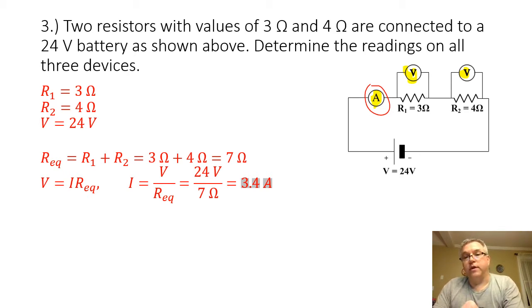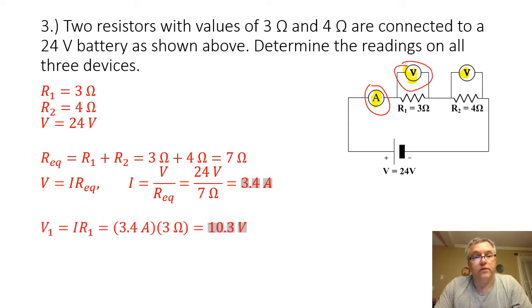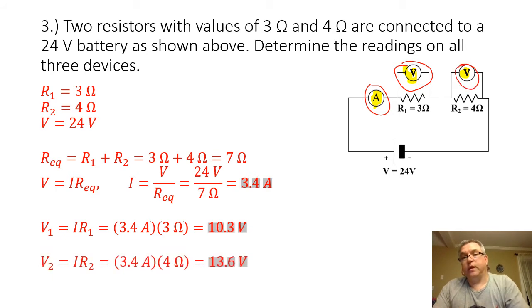So for the voltage across my first resistor, which is that voltmeter right there, I need to multiply my current, 3.4 amps, times the resistance of that first resistor, 3 ohms. And when I multiply those 2 together, I'm going to get a voltage of 10.3 volts. For the voltage across resistor 2, that voltmeter right there, I'm going to multiply my current, 3.4 amps, times the resistance of resistor 2, 4 ohms, and I am going to get a voltage of 13.6 volts across resistor 2.